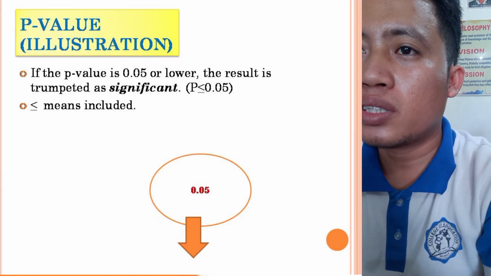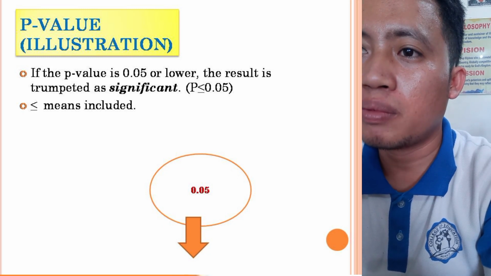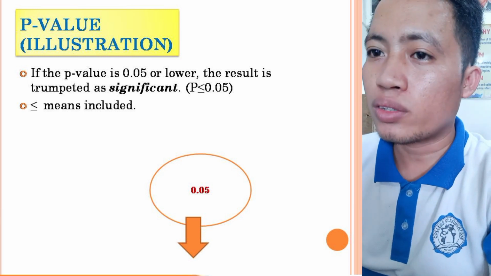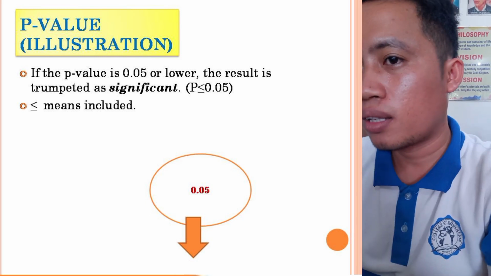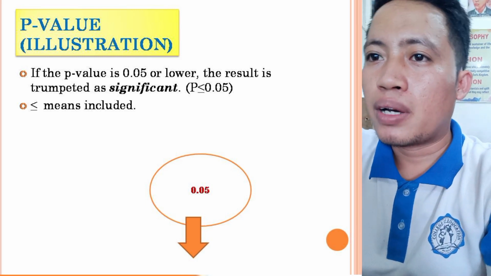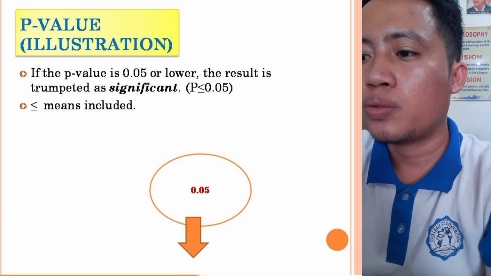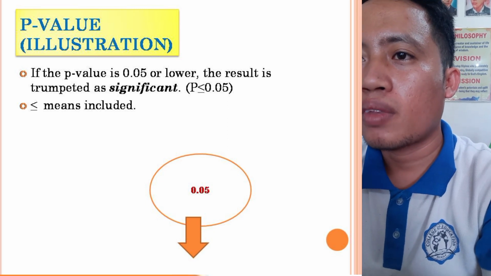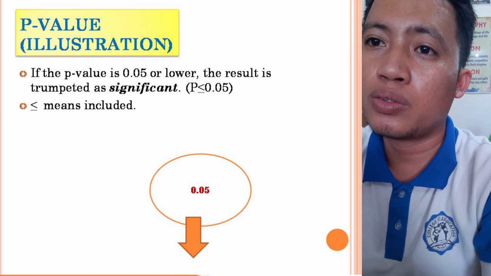But if the p-value is 0.05 or lower, the result is termed as significant. So meron siyang significant relationship or difference if it is equal to 0.05 pababa, just like 0.04 hanggang sa maliit na number. Understood? And kapag namang mas malaki pa sa 0.05 alpha level of confidence, the result is non-significant, or there is no significant difference between two variables.